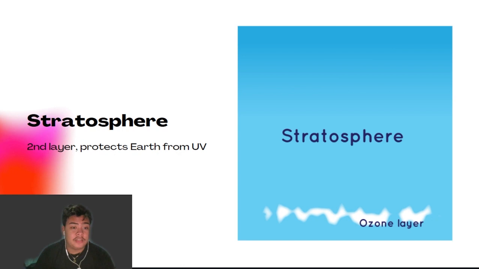The temperature in the stratosphere ranges from negative 60 degrees Fahrenheit or negative 51 degrees Celsius at the troposphere boundary to negative 5 degrees Fahrenheit or negative 15 degrees Celsius at the top. The temperature increase is due to the ozone layer that absorbs ultraviolet light from solar radiation.